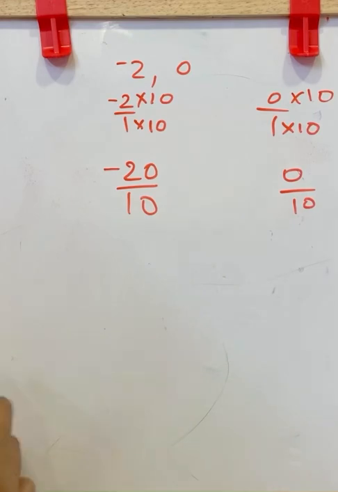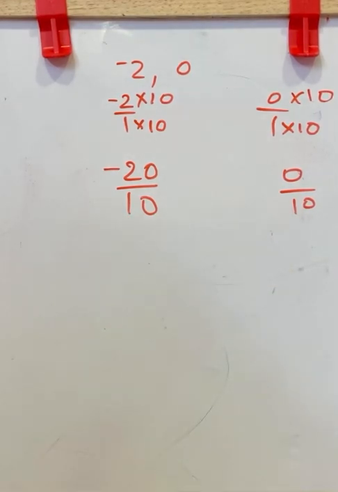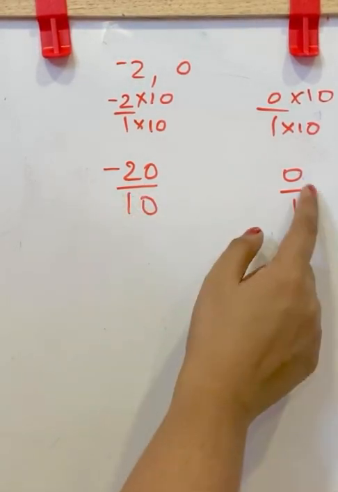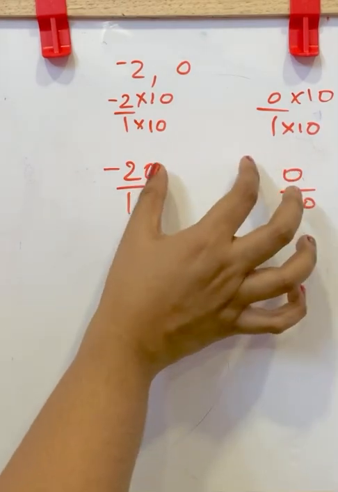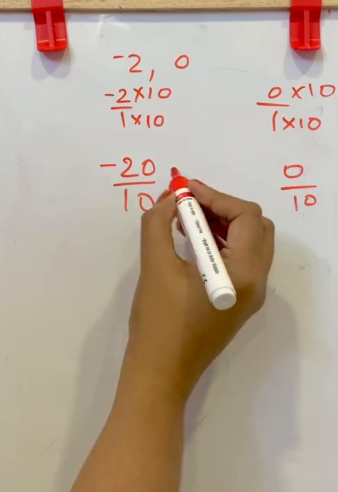Now, look, both are 10. If we are asked to find any rational number between two rational numbers or between two integers, first you have to make the denominator the same, then only we can find the rational numbers between them. Here we can easily find it.